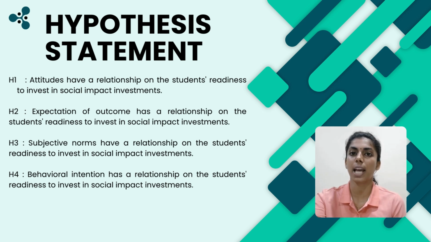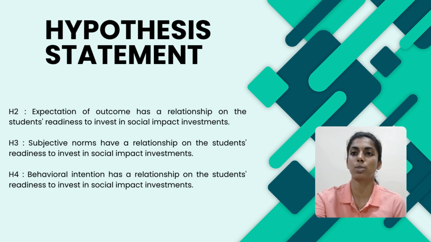The second hypothesis is that the expectations of outcome have a relationship with students' readiness to invest in social impact investments. The third hypothesis is that subjective norms have a relationship with students' readiness to invest in social impact investments. The fourth hypothesis is that behavior intentions have a relationship with students' readiness to invest in social impact investments.